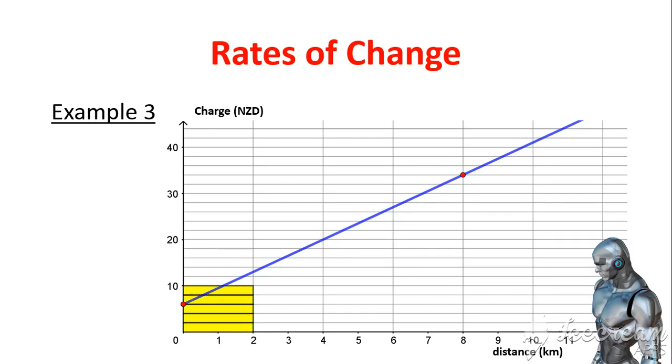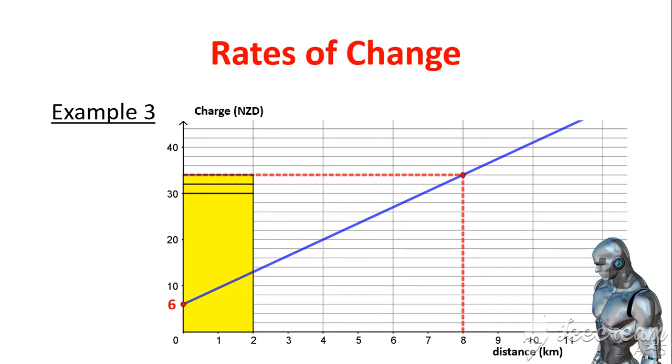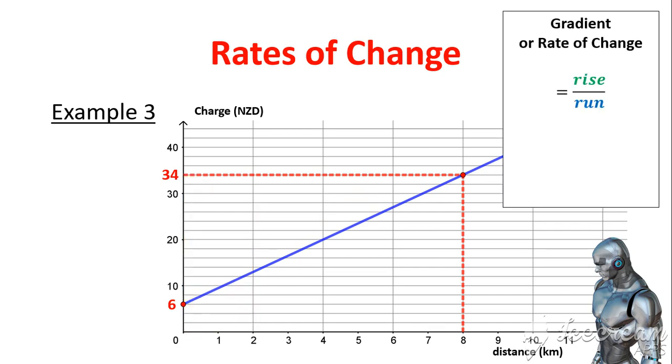But be careful, when we count up here, we're counting up 1, 2, 3, 4, 5 squares to get to 10. So each square represents 2. So we're going to go 2, 4, 6. So we're starting at 6. And then if we work out where we've risen to, notice we've got up to 30, but each square is worth 2. So 32, 34. We're ending at 34. So to work out the rise, we actually have to work out the difference between 34 and 6, which is 28.